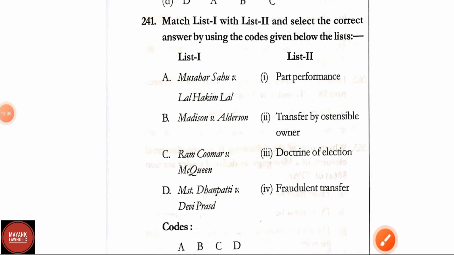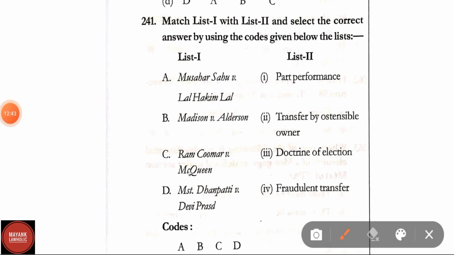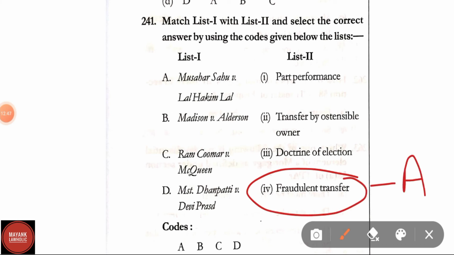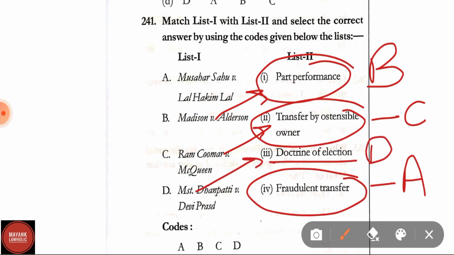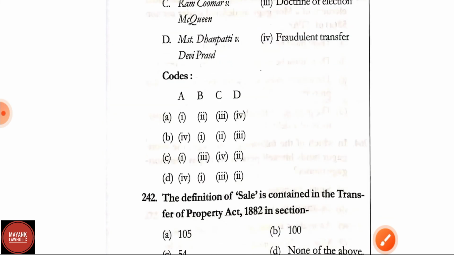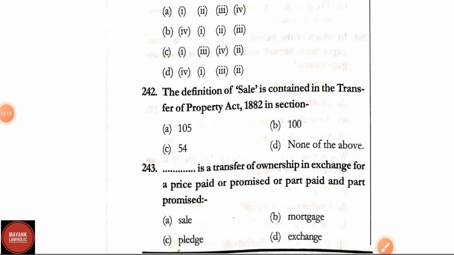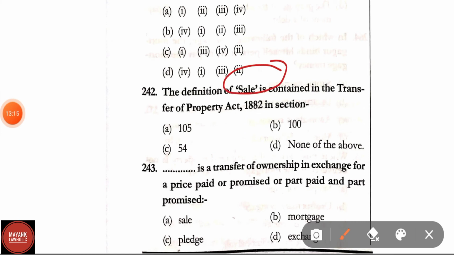Question number 241 is also again match list 1 and list 2. Here Mushahar Sahu versus Lal Hakim Lal is fraudulent transfer. Madison versus Elderson is related to part performance. Ram Kumar versus McQueen is related to transfer by ostensible owner. And MST Dhanpati versus Devi Prasad is related to doctrine of election. By going through these matches, the correct option will be option B. The definition of sale is contained in the Transfer of Property Act 1882 in section 54.